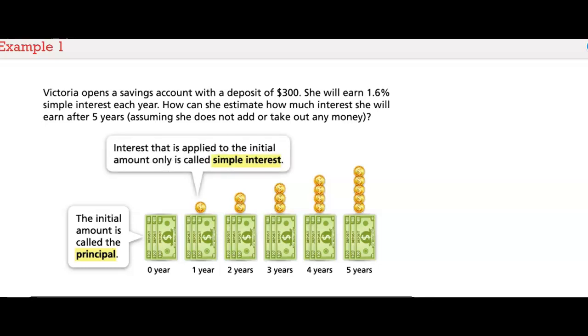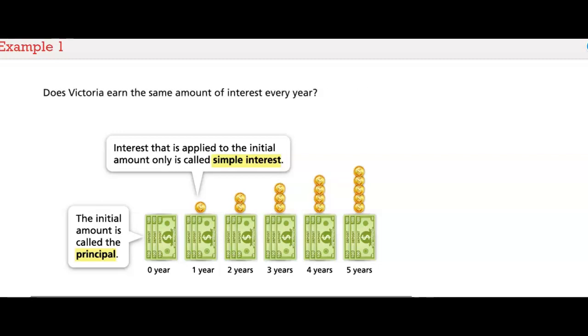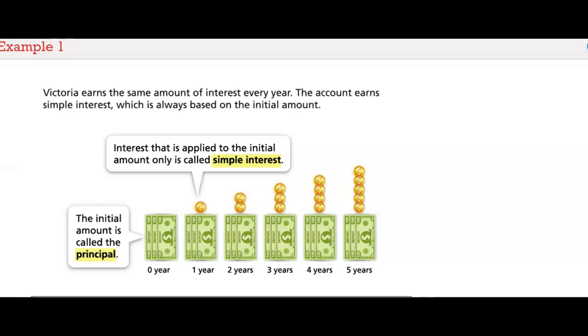Interest that is applied to the initial amount only is called simple interest. Does Victoria earn the same amount of interest every year? Yes, Victoria earns the same amount of interest every year. The account earns simple interest, which is always based on the initial amount.